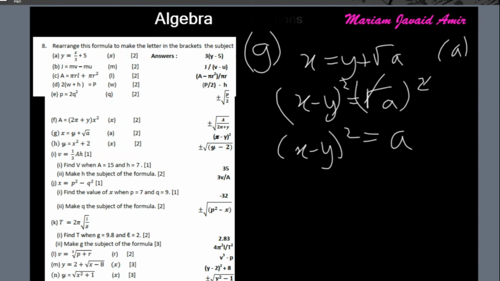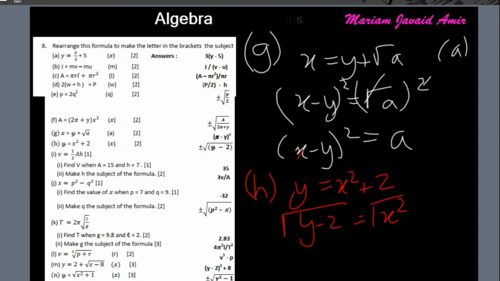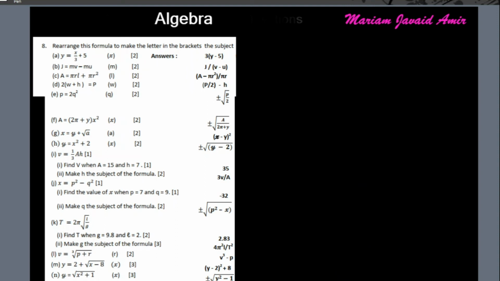Part H, okay, so part H is y equals x square plus 2. Take 2 to the other side, and then get rid of the square by taking under root of both sides. So plus minus under root y minus 2 equals x is the answer for part H.